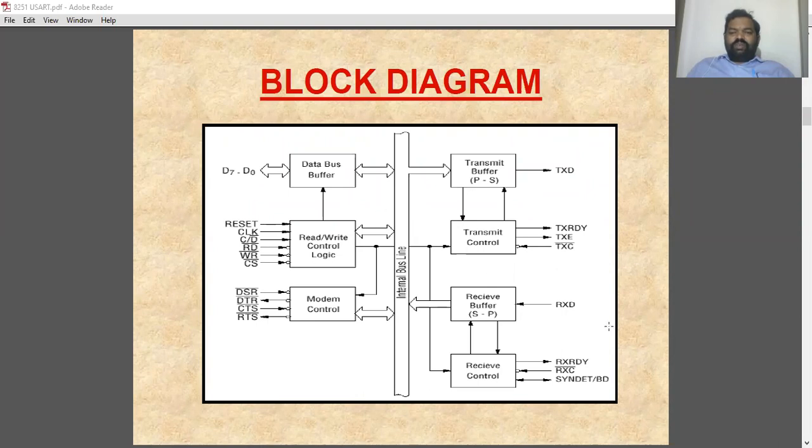What will the 8251 basically do? What kind of operation will the 8251 do? Can anyone tell the answer for this? 8251 as a USART, universal synchronous asynchronous receiver and transmitter. What is the basic operation that will be performed by the 8251, by seeing this diagram? Anyone?